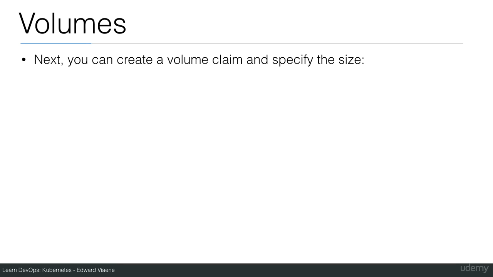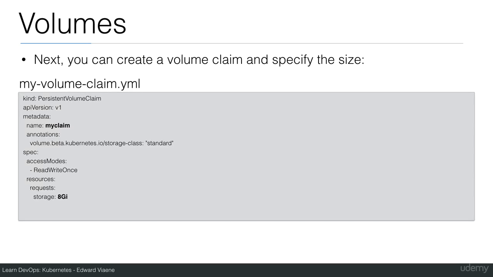Next, you can create a volume claim and specify the size of the volume that you want. So here's my volume-claim.yaml. It's of kind PersistentVolumeClaim. API version here is v1 because persistent volume claims are part of the stable API. I give it a name. The annotation refers to the standard storage class that I created earlier. And then the specifications, it's ReadWriteOnce. I can only have one EBS volume that I can read and write to at the same time. The request is going to be for 8 GB.